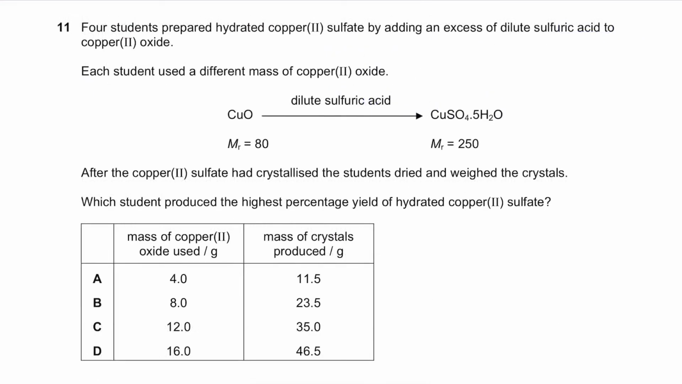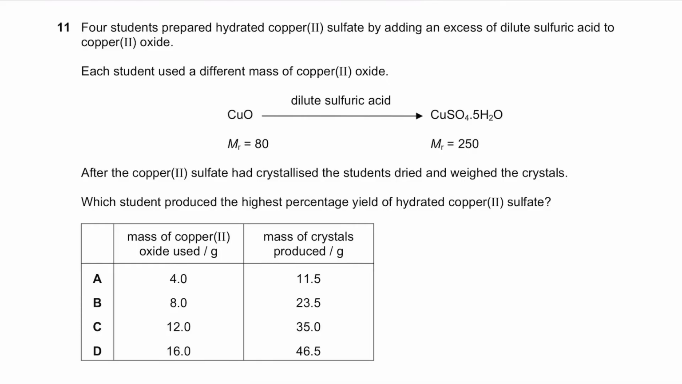Question 11. 4 students prepared hydrated copper(II) sulfate by adding an excess of dilute sulfuric acid to copper(II) oxide. Each student used a different mass of copper(II) oxide. After the copper(II) sulfate had crystallized, the students dried and weighed the crystals. Which student produced the highest percentage yield of hydrated copper(II) sulfate?